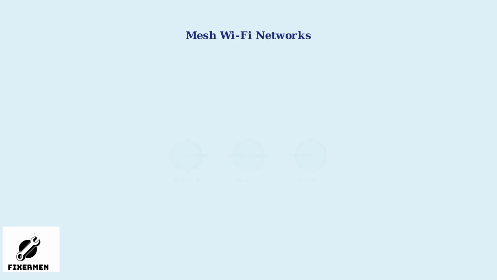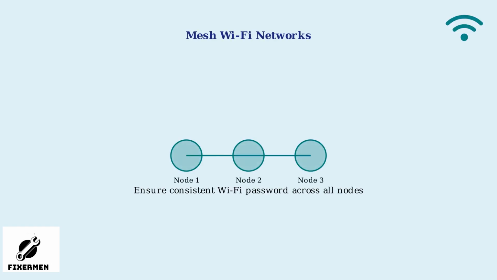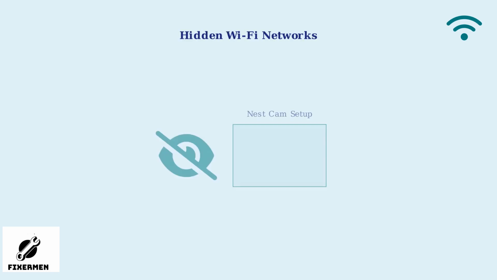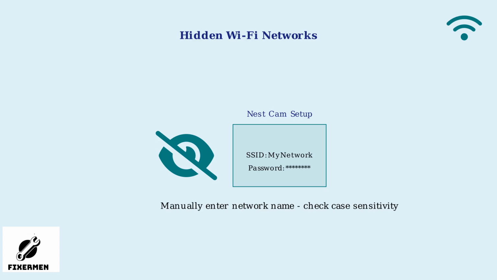If you're using a mesh Wi-Fi network, like Google Nest Wi-Fi or Eero, ensure the Wi-Fi password is consistent across all nodes. Inconsistent passwords can cause intermittent connection issues. If your Wi-Fi network is hidden and not broadcasting its SSID, you'll need to manually enter the network name during the Nest Cam setup process. Double-check that you're entering the SSID correctly, as it's also case-sensitive.